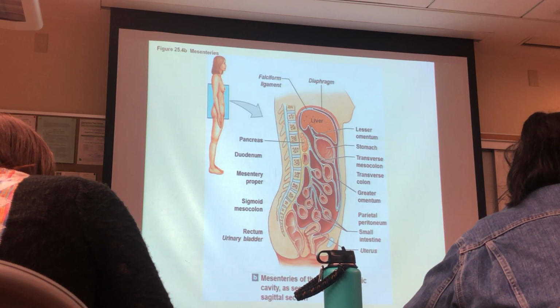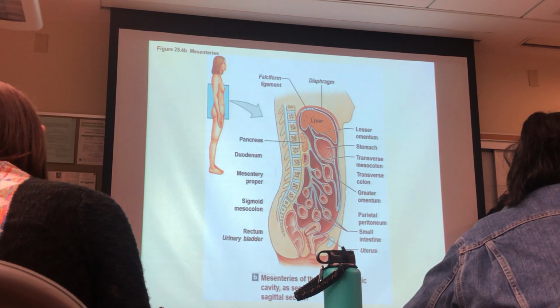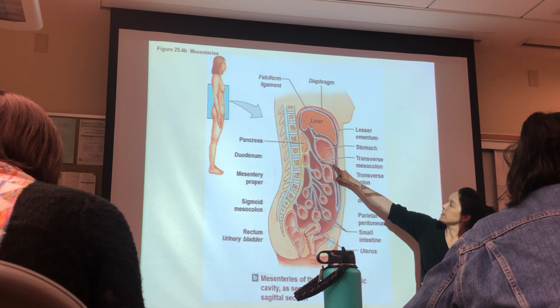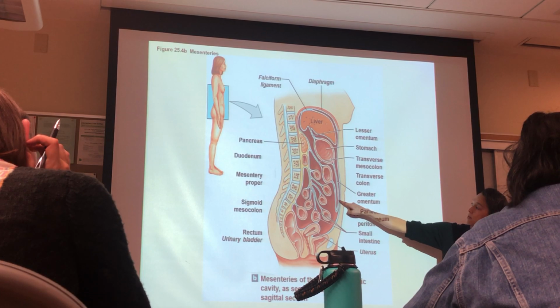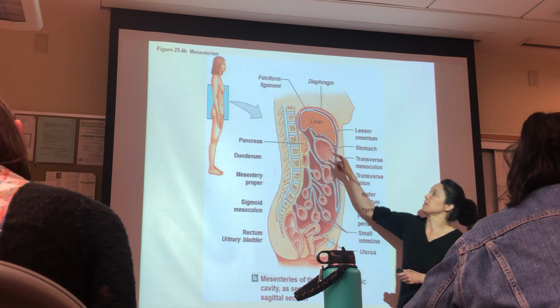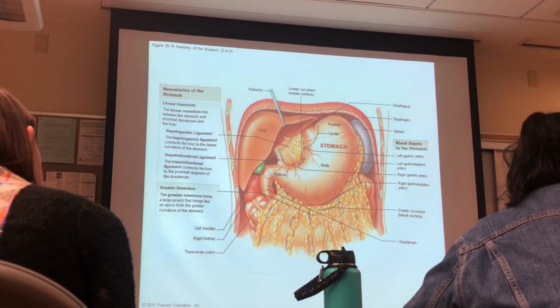Letter C, mesenteries. There are two areas where the peritoneum comes together and forms a double membrane structure, which is the greater omentum. The greater omentum hangs from the stomach down, right underneath your skin and muscles. And then the lesser omentum hangs between the liver and the stomach. So let's look at that another way. In this diagram, here's your lesser omentum between the liver and the stomach, and the greater omentum.